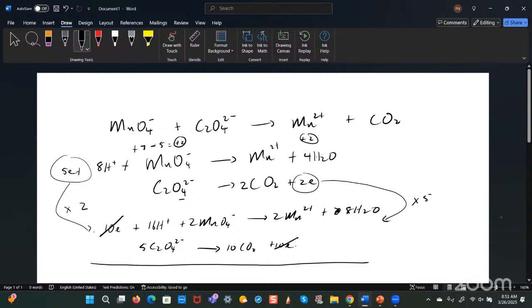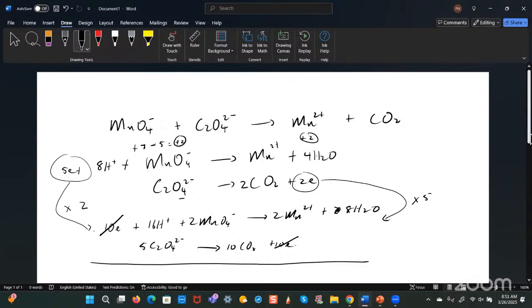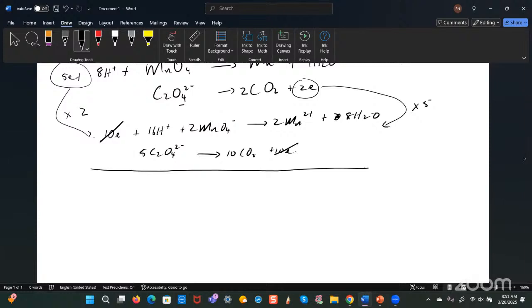So your answer is going to be, let me scroll down here. 16 H plus 2 MnO4 minus plus 5 C2O4 2 minus, and then on the product side we have 2 Mn2 plus 8 H2O plus 10 CO2. And that should be the final answer. But again, as always, if I were you, I'd check to make sure that everything is balanced, including the charges. So let's do that now.